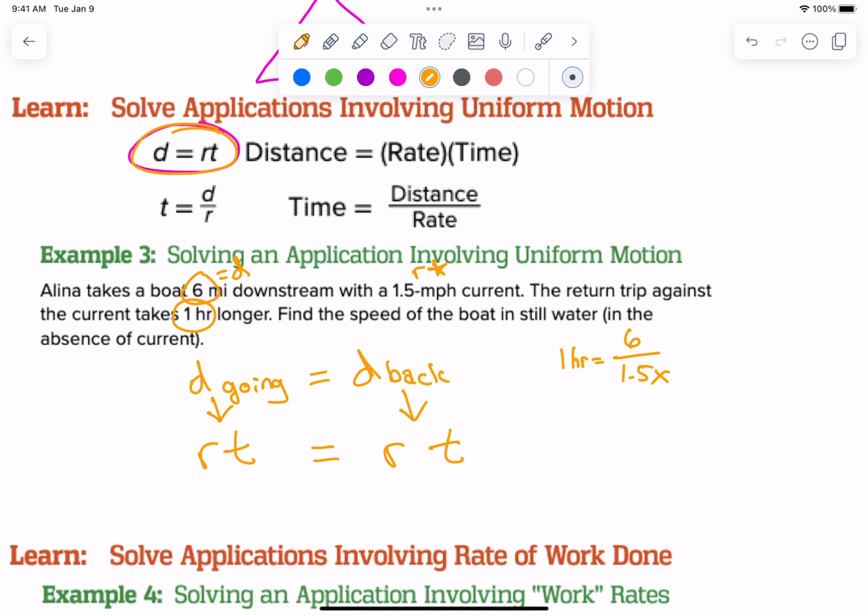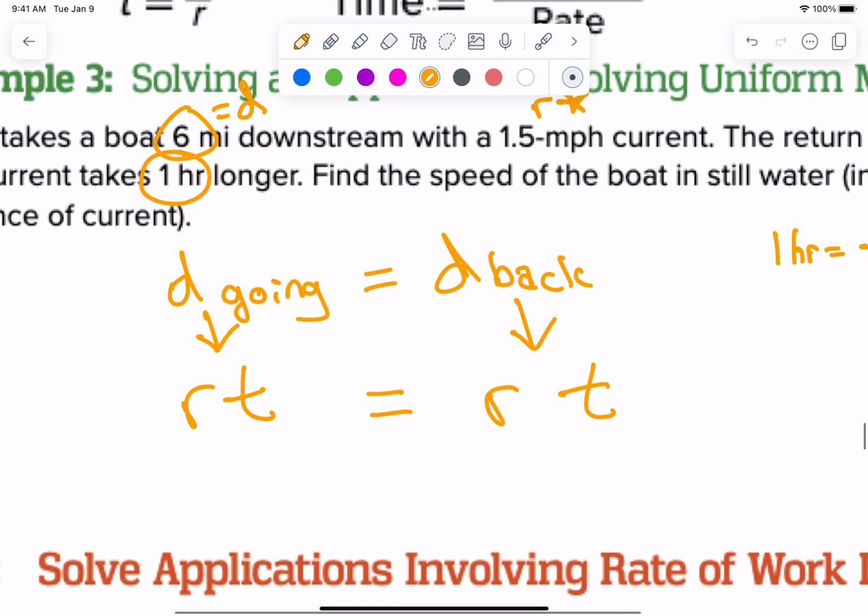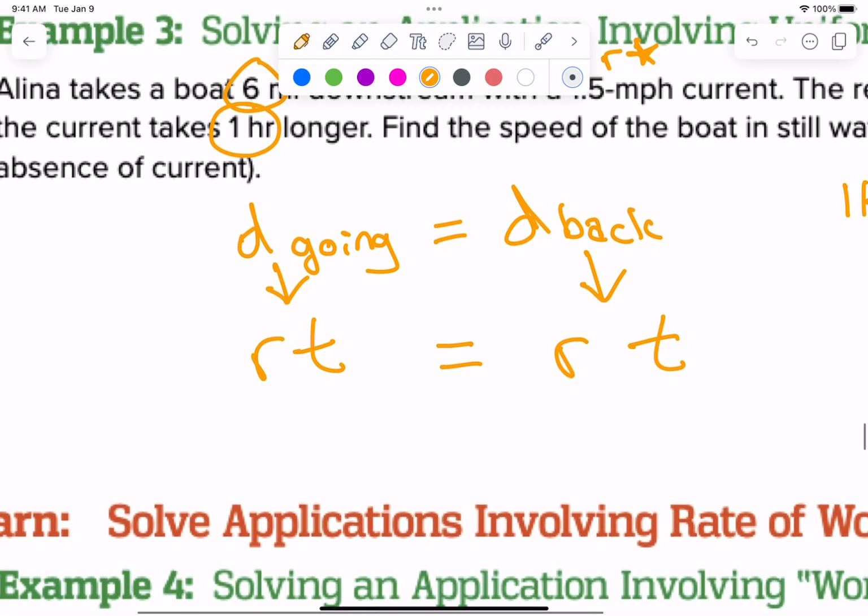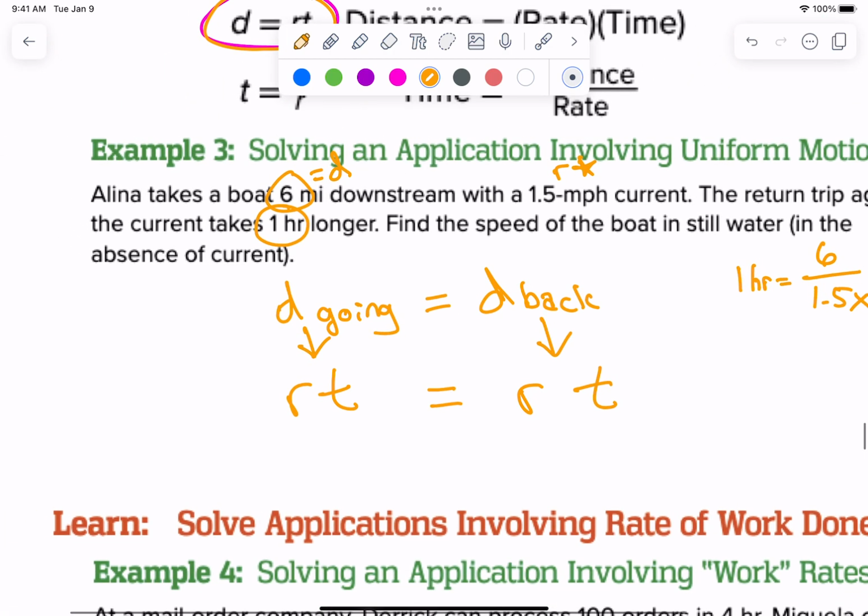Rate times time going. But the problem is we don't know either of these, right? We know R1, T1, R2, T2. We know the rate going is 1.5, so 1.5 T. But the rate isn't 1.5. I'm going with the current.